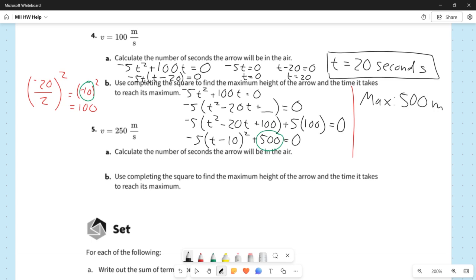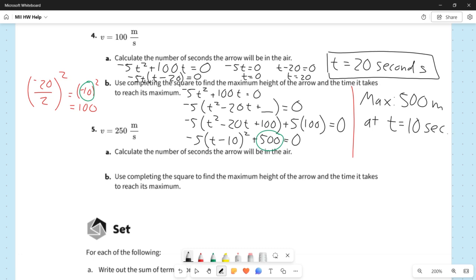And then the time that it takes is when this equals 0. Well, this equals 0 when t equals 10, because 10 minus 10 is 0 and everything cancels out. So that means that the max is 500 meters at t equals 10 seconds, which in this case also happens to be half of our answer for A, which was 20 seconds.